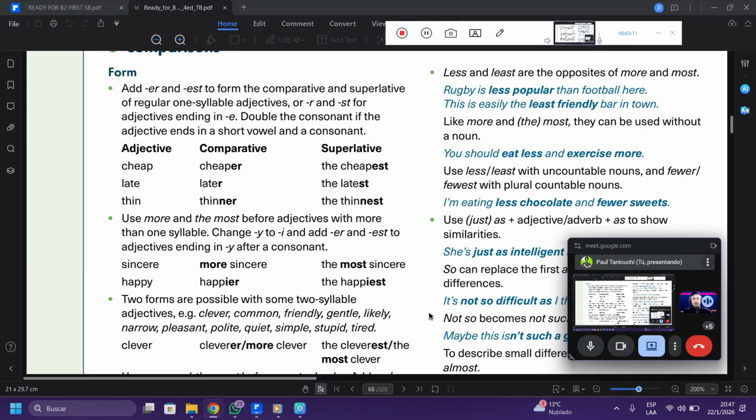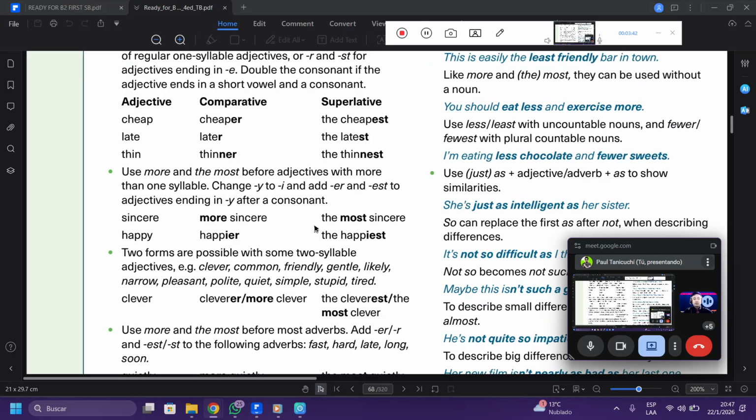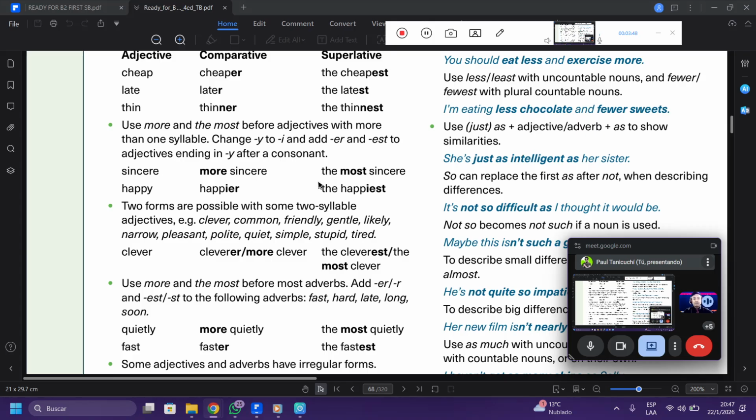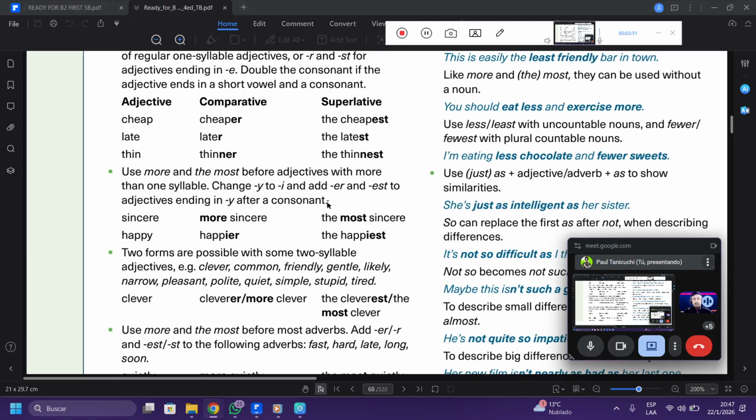So far, is all of this clear, or maybe there is something that you don't get at all? Because we have to add, as you know, er and est for the comparatives and superlatives. This is the basis, okay? So we have to double the consonant if the adjective ends in a short vowel and a consonant, as in the case of thin, thinner, double n, and thinnest, like that, okay? And for those with more than one syllable, we have to use the words more and the most. Alright? So I guess that it is not that difficult, right?